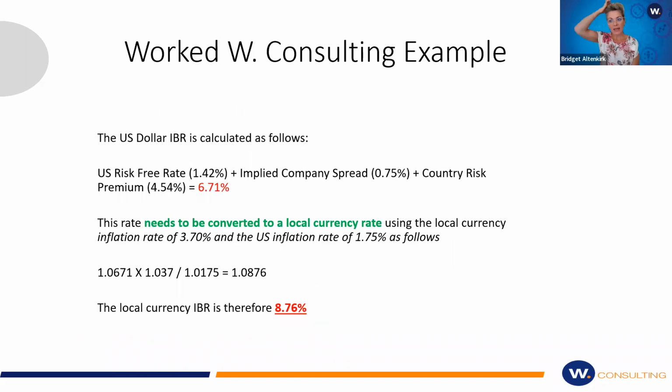So how do we now calculate the IBR in the foreign currency? It's the US risk-free rate of 1.42, the credit spread, which we calculated, of 0.75, and the country risk premium of 4.54. So we would say the US IBR that we've calculated is 6.71. We need to convert that by the adjustments in the inflation again to get it to a South African equivalent. That is how we would then calculate that the local incremental borrowing rate is 8.76.